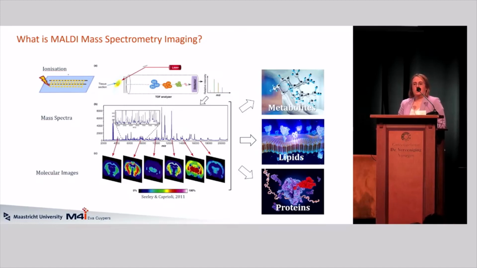What can we acquire in the mass spectra? We can have a look at metabolites, lipids, and also proteins to some extent, so I will try to incorporate all of these today in the talk.